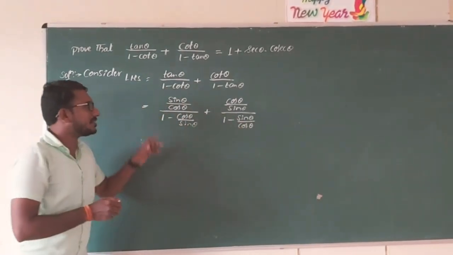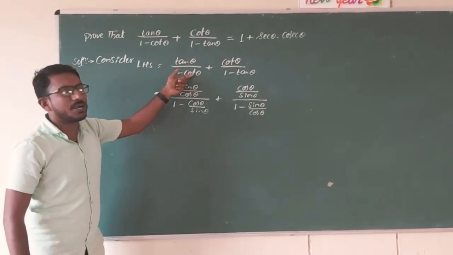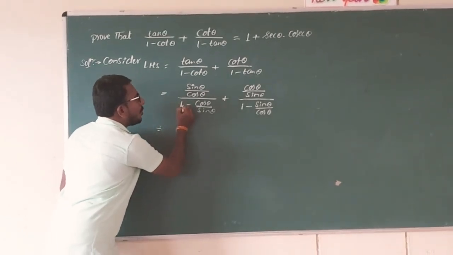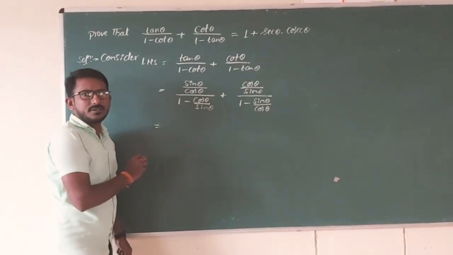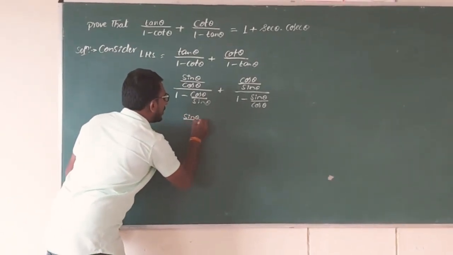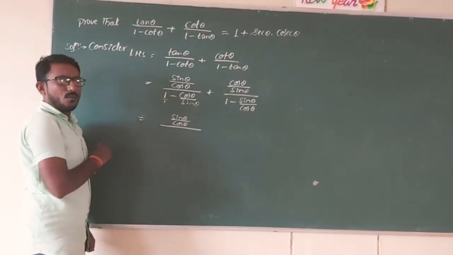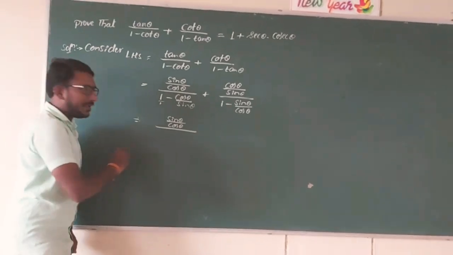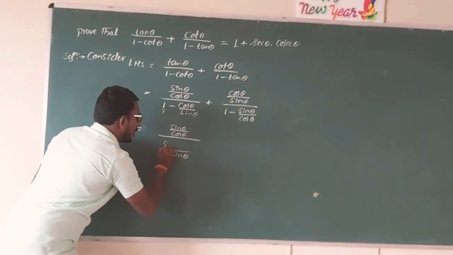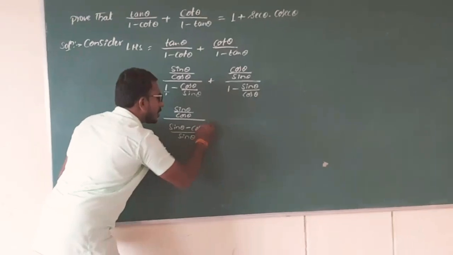I hope the first step is very clear. What we have done is tan we have written as sin by cos and cot as cos by sin. Again here we can see in the denominator there is a ratio, so we have to take the LCM. The numerator I will write as it is, sin theta divided by cos theta, divided by, in the denominator, 1 and sin theta, the LCM is sin theta, so it is sin theta minus sin theta, and sin theta will get cancelled. So remaining is cos theta.